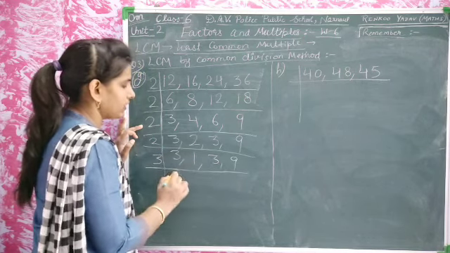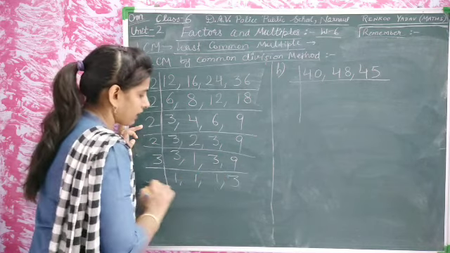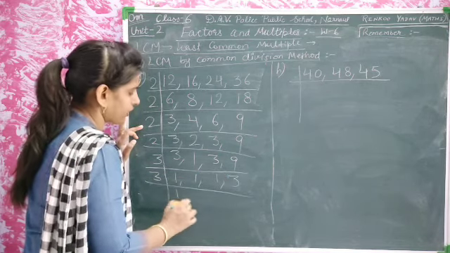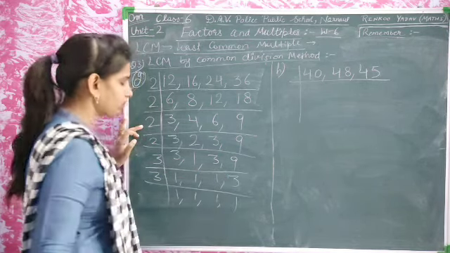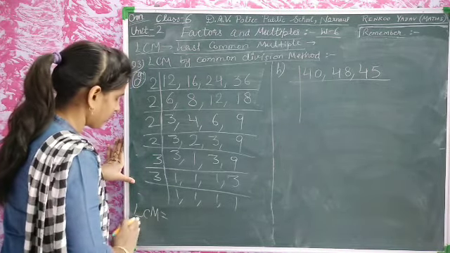It will be divided by 3. 3 1s are 3, 3 1s are 3, 3 1s are 3, 3 3s are 9. Now again it will be divided by 3, 1s are 3. So students, you are seeing here what we will get as the LCM.